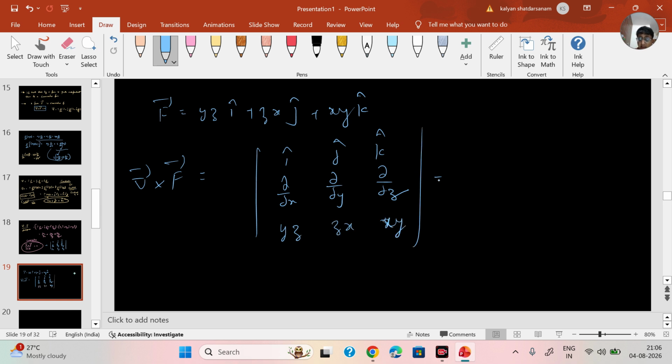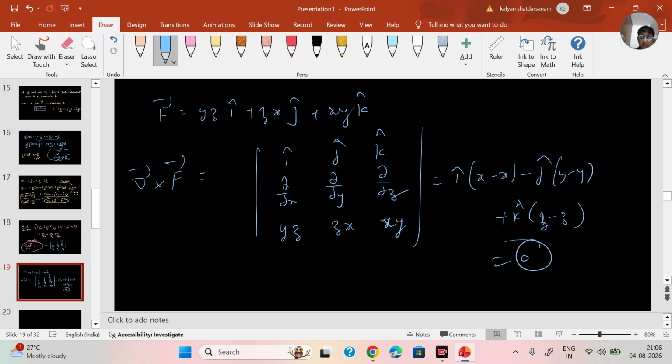That's the problem. Anyway, i into, if you close the row and column, dou by dou y of xy. Dou by dou y means only y is variable, x is a constant. x into dou y by dou y is 1. So x into 1, x minus dou by dou z of zx is x. Minus j into, close the row and column, dou by dou x of xy will be y. Dou by dou z of yz will also be y. Okay, so it will be y minus y plus k into z minus z. You are getting it as 0. So this is a conservative force. This force which you have here is a conservative force.